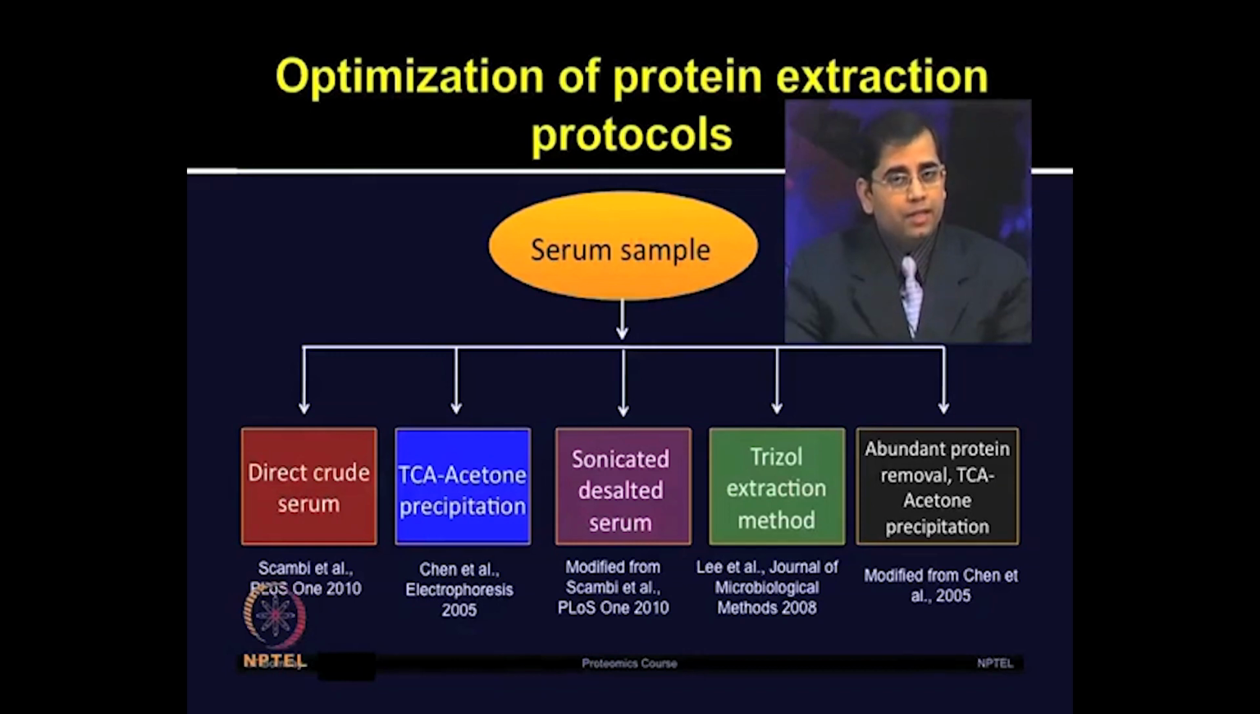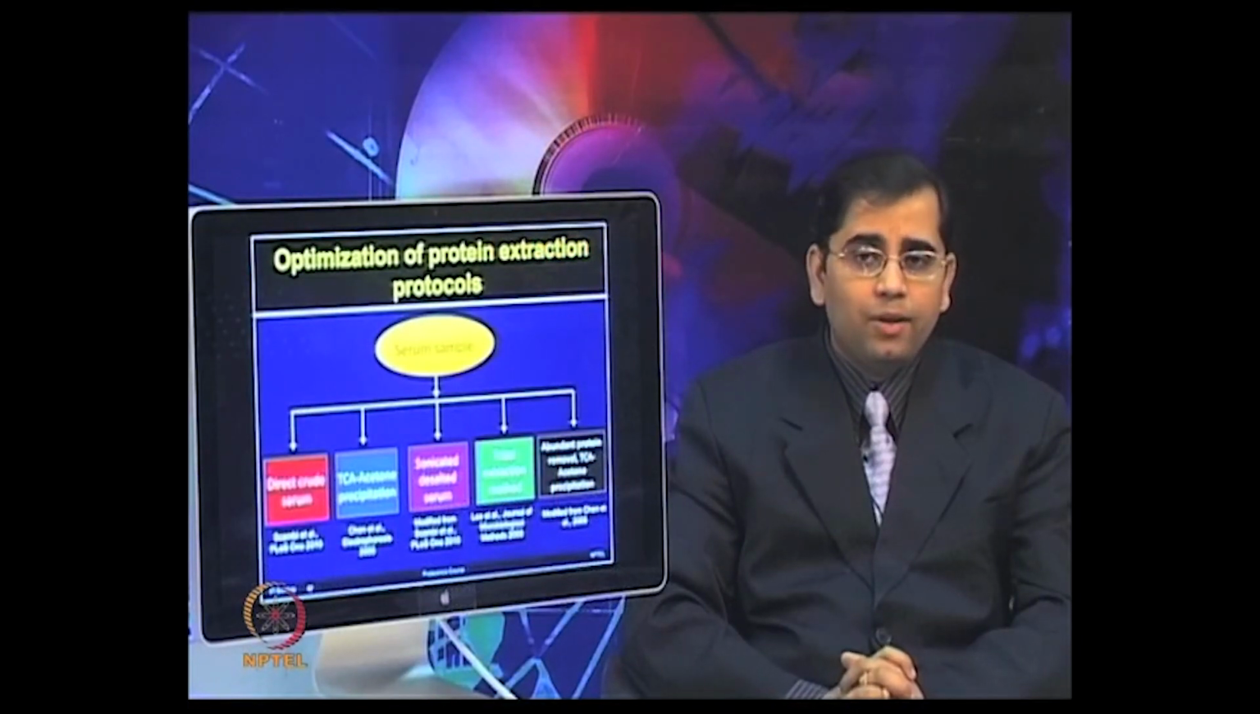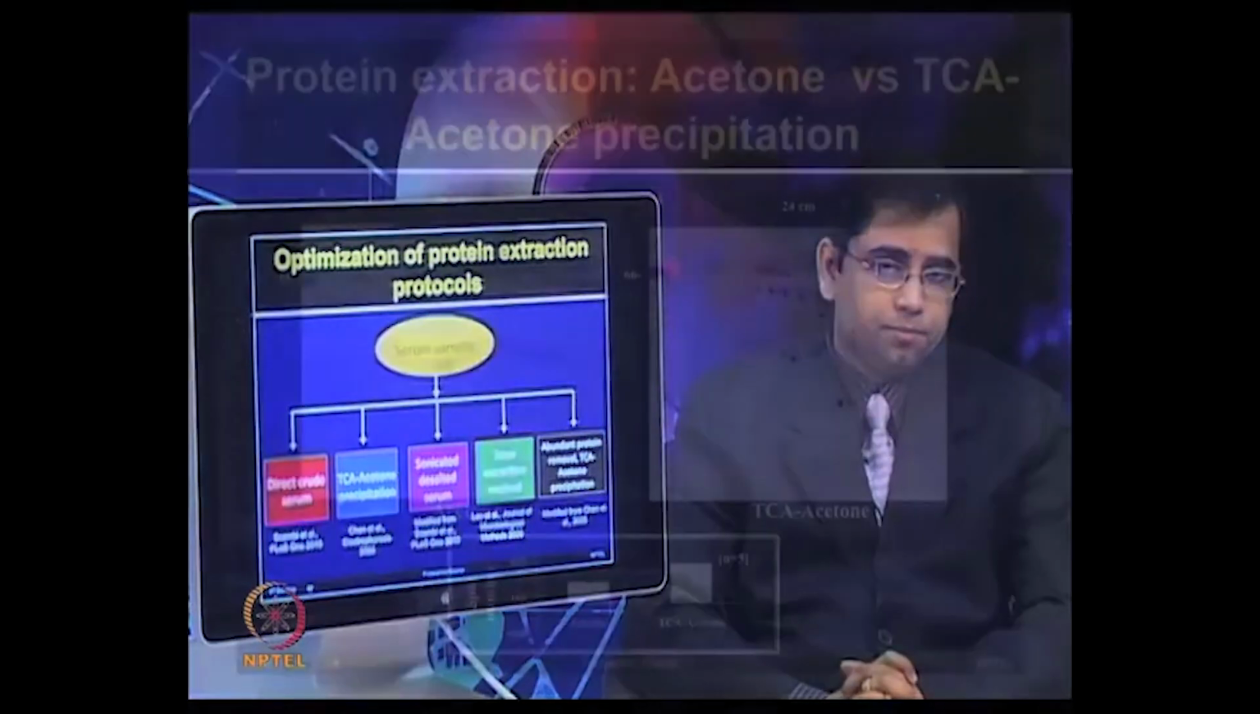Now, after processing of these samples, how to extract the proteins. The protein extraction protocol was also optimized, and to optimize these protocols, first of all we looked at the different methods available in the literature. People have applied direct crude serum, TCA acetone precipitation, sonicated and desalted serum, trizol extraction method, as well as abundant protein removal and TCA acetone precipitation.